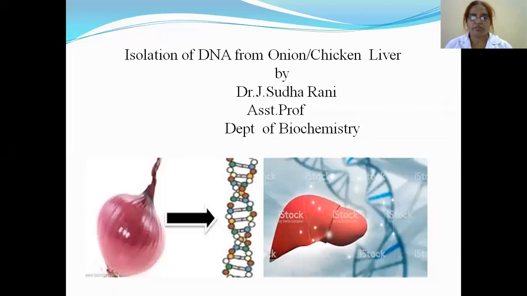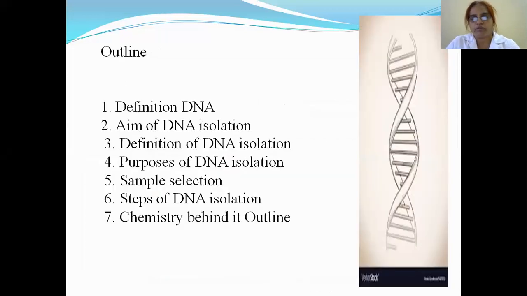So good morning everybody. Today's topic is isolation of DNA from onion or chicken liver tissue. Before going to the isolation of DNA, see the outline: definition of DNA, aim of DNA isolation, definition of DNA isolation, purpose of DNA isolation, sample selection, steps of DNA isolation, and the chemistry behind it.